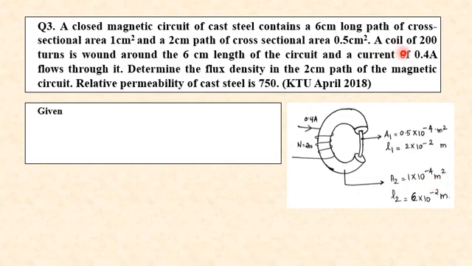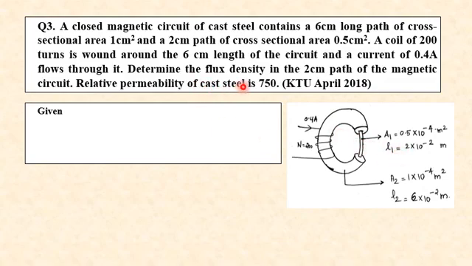It is said in the question that a coil having 200 turns is wound on the 6 cm long part. That is, in the 6 cm long part, I am placing a coil where N equal to 200, and this is carrying a current of 0.4 amperes. So this will be the figure. In this question, we have to find the flux density in the 2 cm path, that is the flux density in part 1.